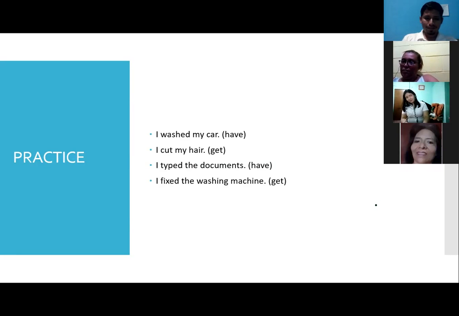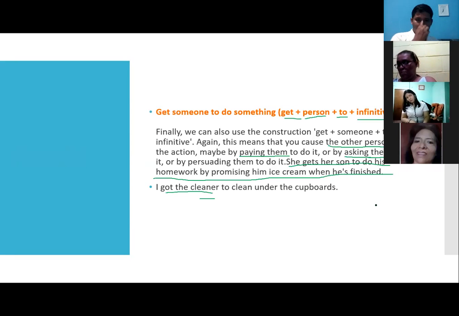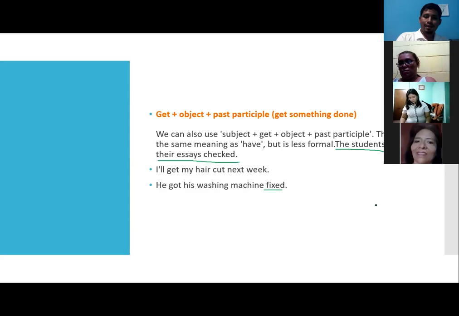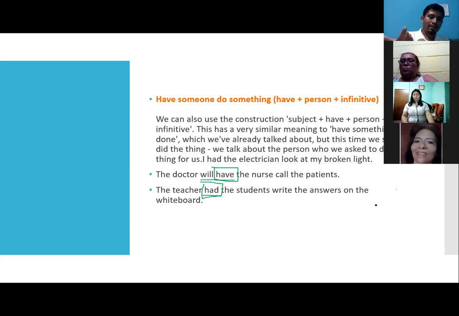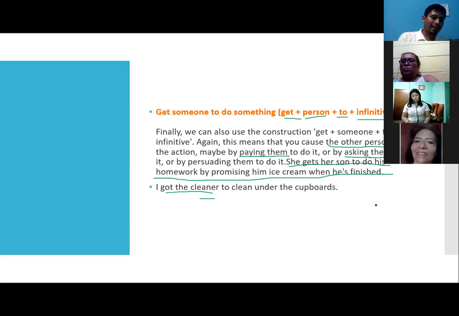I have a question. With get, the use is with the infinitive with to. To plus infinitive. Okay. With have, not. Okay, we're going to go back to this part. We're going to use the infinitive when we specify who did the action, okay? And we're going to use the past participle when we don't know who did the action, but when the action was done. Check this out. We can use the infinitive using have, or we can use the infinitive using get, okay?